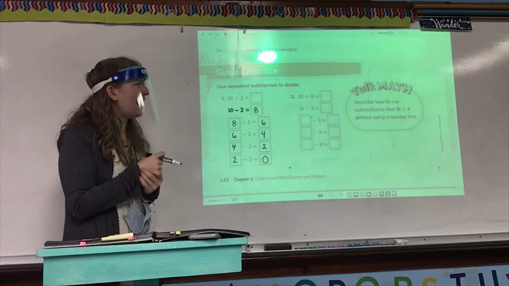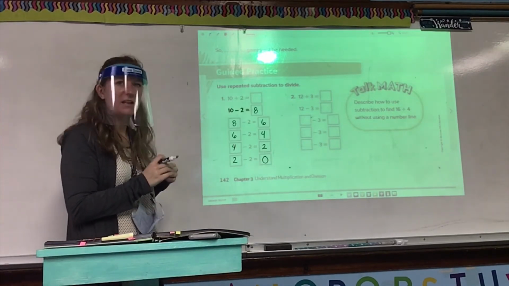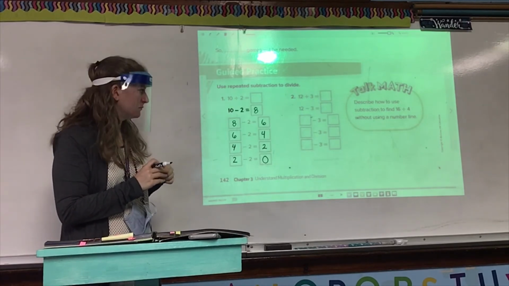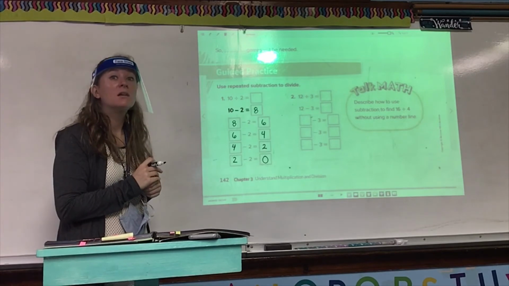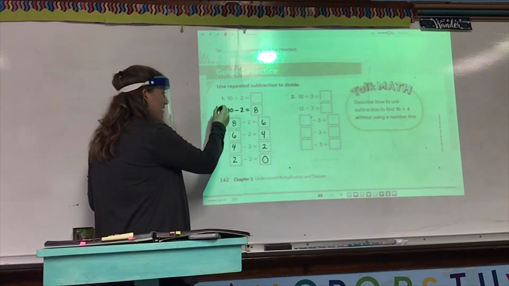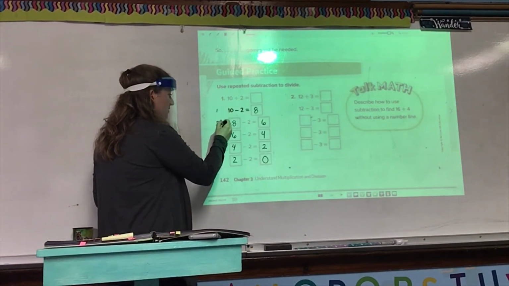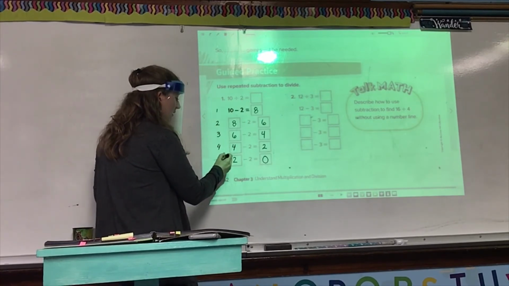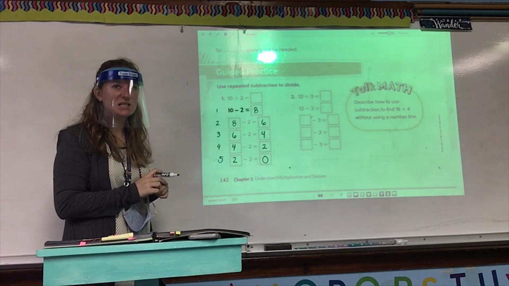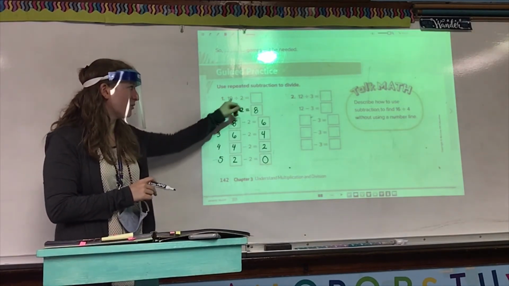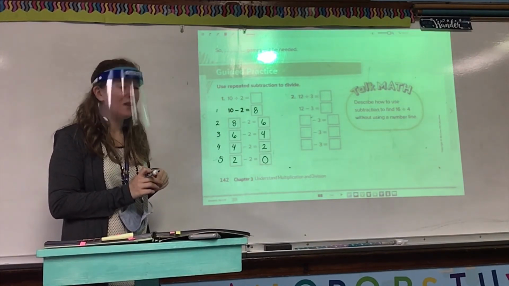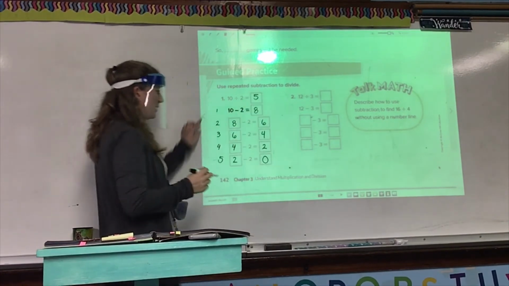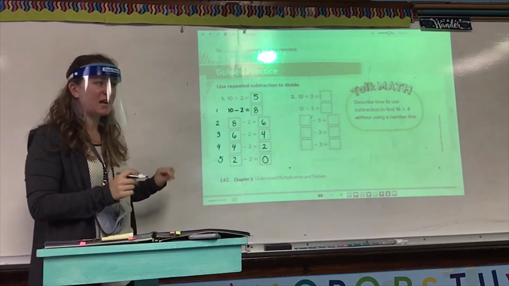No. Now what do I do? To find this answer, what do I do? I count how many times I subtracted. So 1, 2, 3, 4, 5. How many times did I subtract? Which means there are how many groups of 2 in 10? So 10 divided by 2 is? Very good. I want to see where you counted how many.